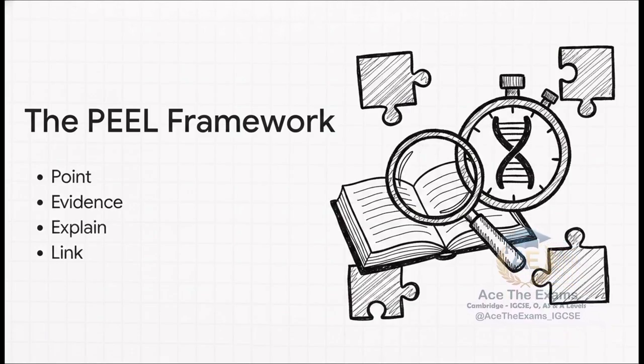Point, evidence, explanation, and link. Now, in a math context, your point is explicitly identifying what needs to be minimized or maximized right out of the gate. Your evidence is the rigorous differentiation and equating it to 0. Your explanation is verifying the nature of that turning point, usually using the second derivative test. You have to explain why it's a minimum or maximum.